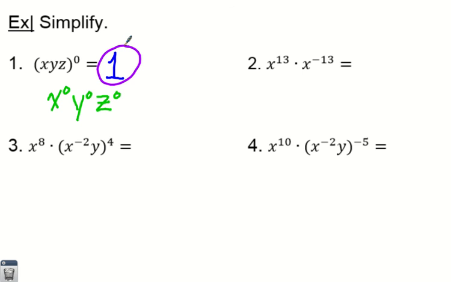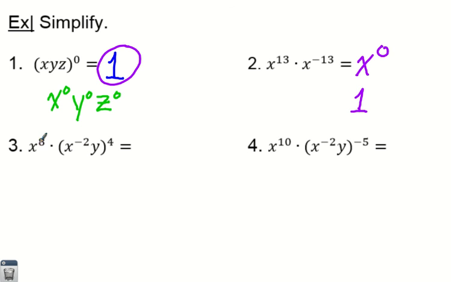No matter what. Number 2, what do you do in this situation when it's like base to a power times the same base to a power? What do you do with the powers? Do you add them, multiply them, subtract them? You add them. So what's 13 plus negative 13? 0. And so do we stop at x to the 0 power? No. Anything to the 0 power is 1. So the final answer is 1. Anything to the 0 power is 1. Okay? Can't say that enough.